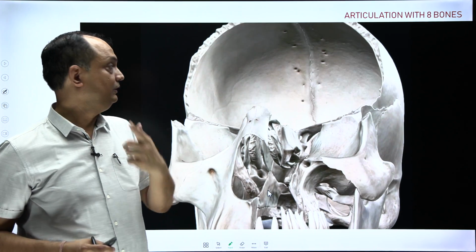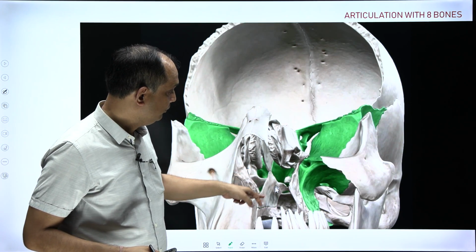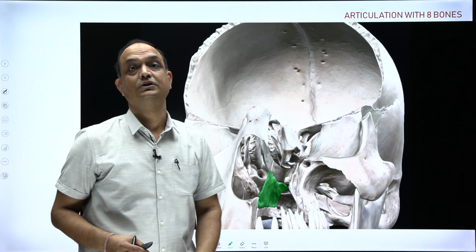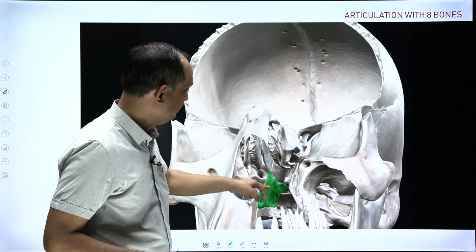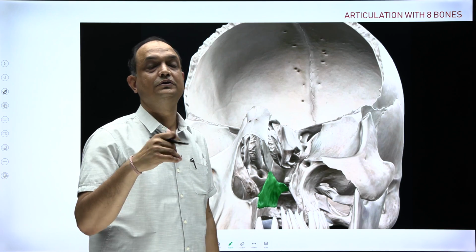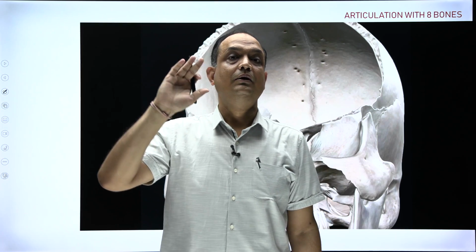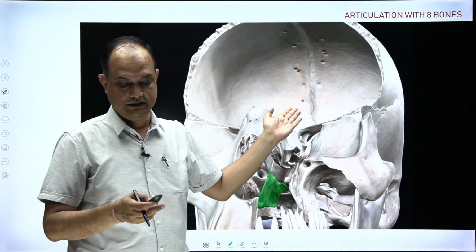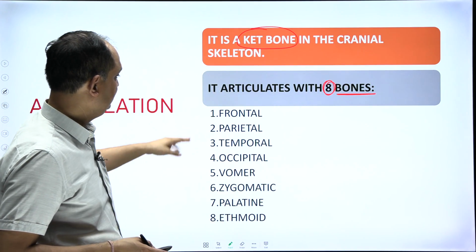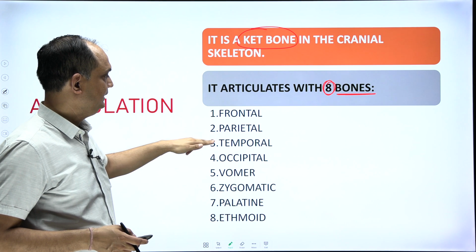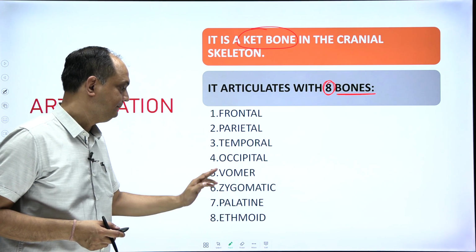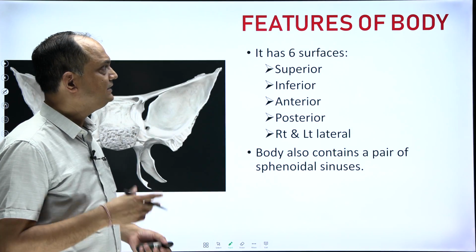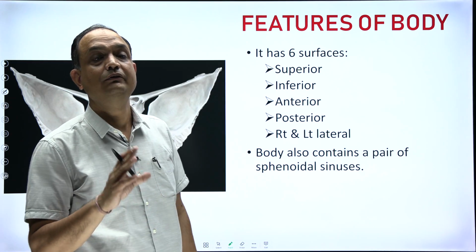Now there is one more articulation, which is the vomer bone. This vomer bone makes a joint with the rostrum. Clear? And you have the articulation with the occipital bone, which is the clivus. We will see the clivus. That is the articulation on the posterior side. In this way you can see that it makes a joint with the frontal, parietal, temporal, occipital, vomer, zygomatic, palatine and ethmoid bone. Clear?